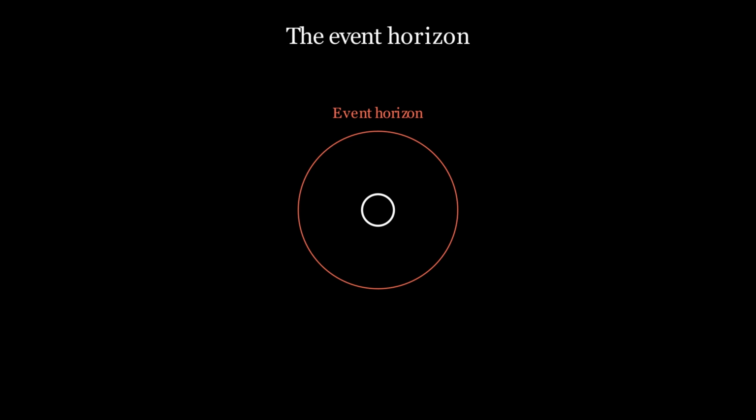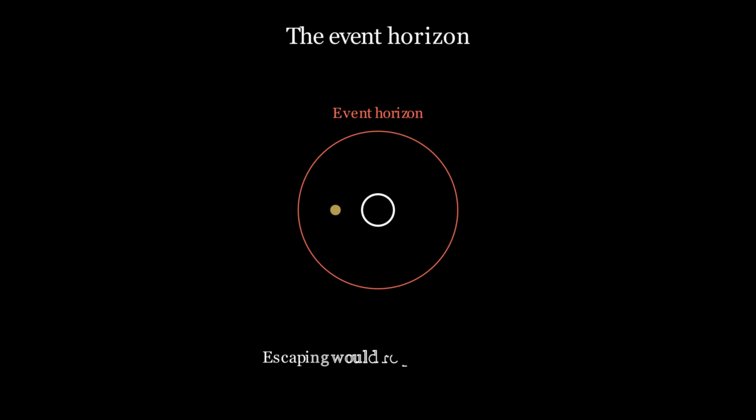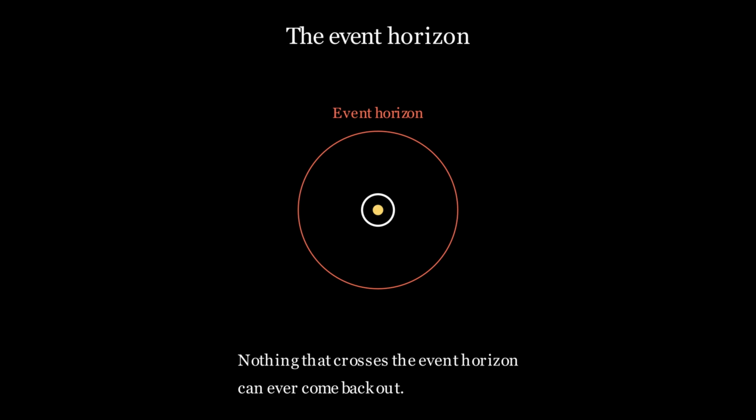Around every black hole is a boundary called the event horizon. It isn't a physical surface. It's simply the point where escape becomes impossible. Inside that boundary, gravity is so strong that escaping would require moving faster than light. And since nothing can travel faster than light, nothing that crosses the event horizon can ever come back out. Not even light itself. That's why it's called a black hole.